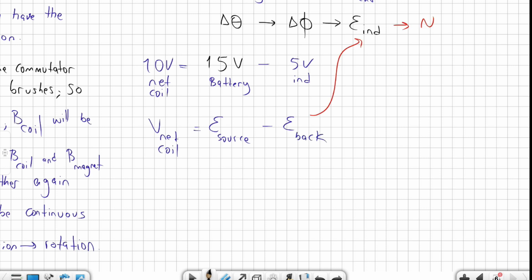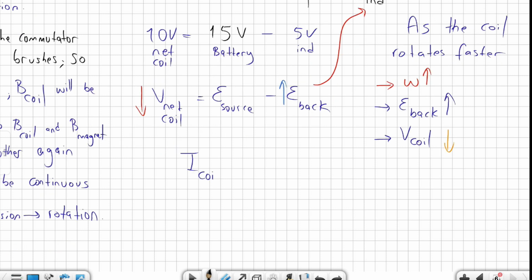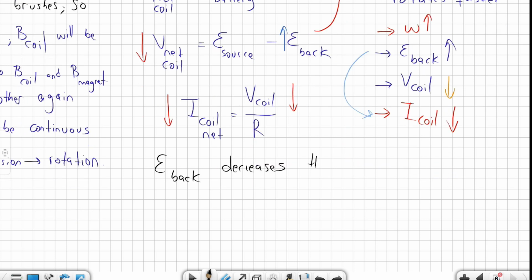You can use the generator's equation, which was NBA omega. As the coil rotates faster, omega increases. As omega increases, back EMF also increases. As back EMF increases, the net potential difference in the coil decreases. According to Ohm's law, current is equal to V over R. The net current in the coil is equal to the potential difference across the coil divided by resistance. The resistance here is constant. As omega increases, back EMF increases, V in the coil decreases. As a result, the current in the coil also decreases. The back EMF tries to decrease the current in the coil.